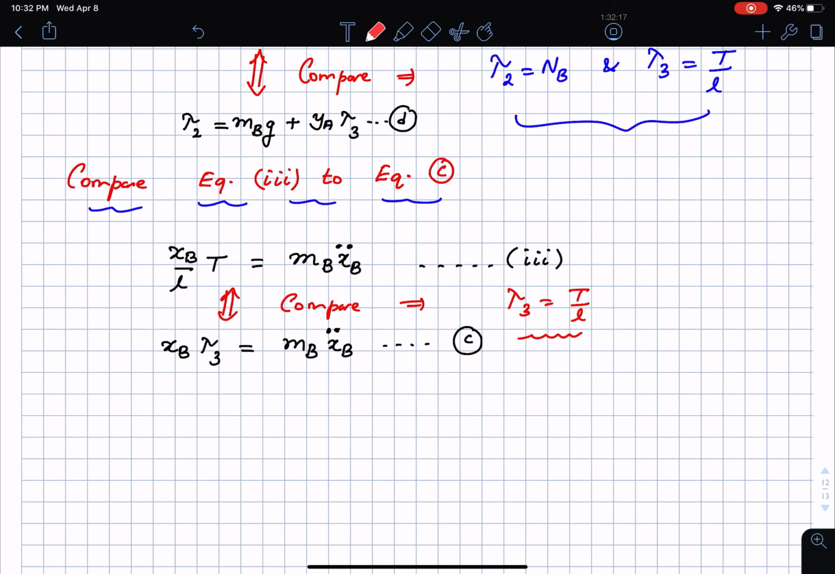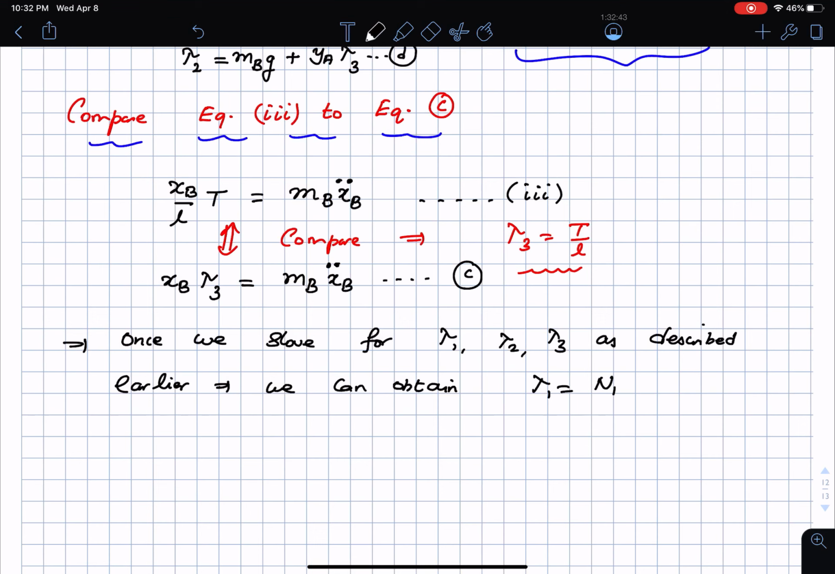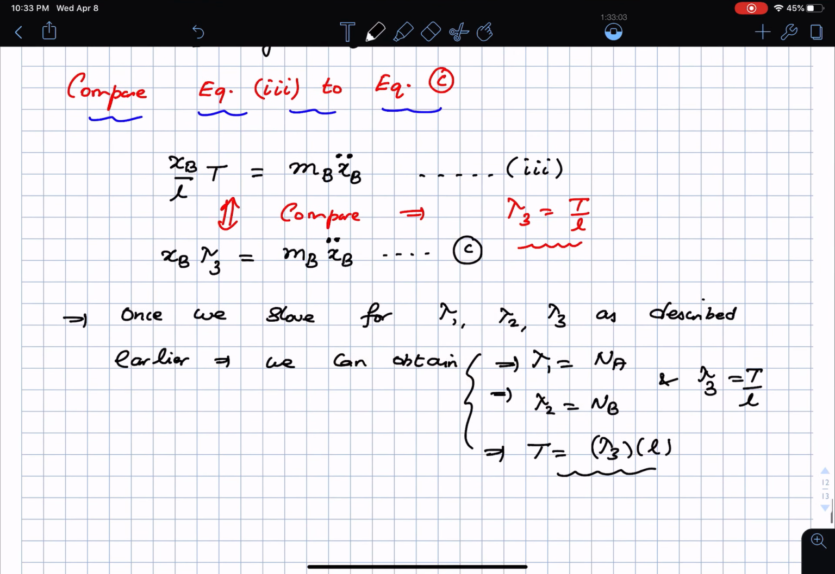And so we see that the constraint forces can be obtained from the Lagrange multipliers. Once we solve for lambda 1, lambda 2, lambda 3 as described earlier, we can obtain lambda 1 is equal to NA, lambda 2 is equal to NB, and lambda 3 is equal to T by L, or T is equal to lambda 3 times L. So this problem was solved using the idea of Lagrange multipliers, and it was a pretty laborious process.